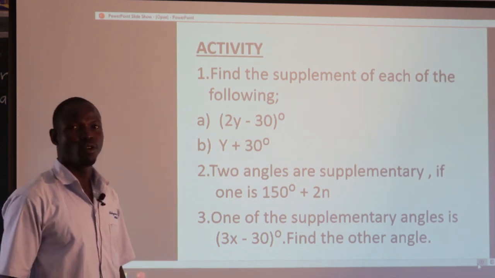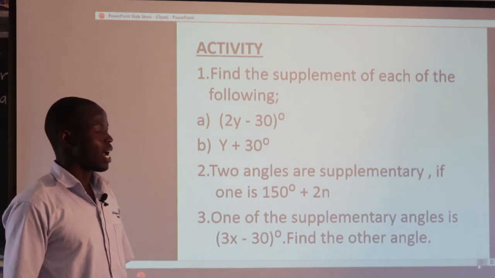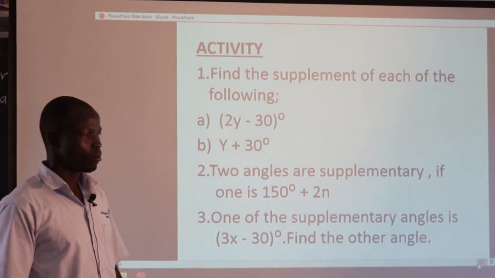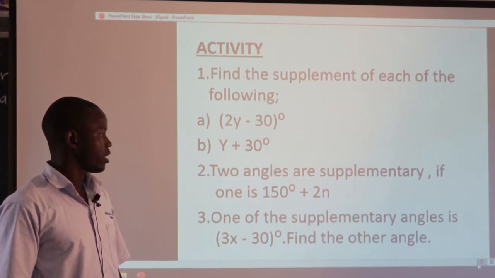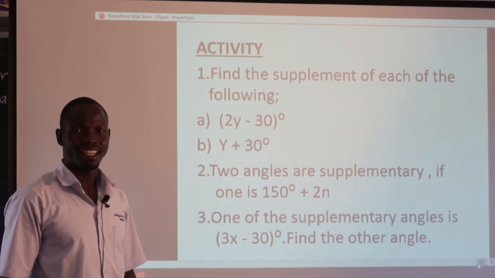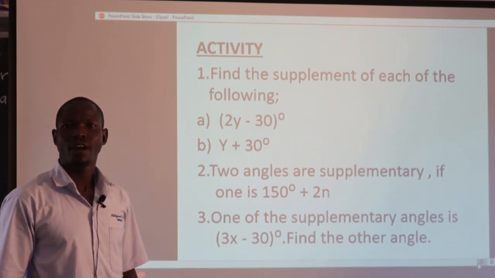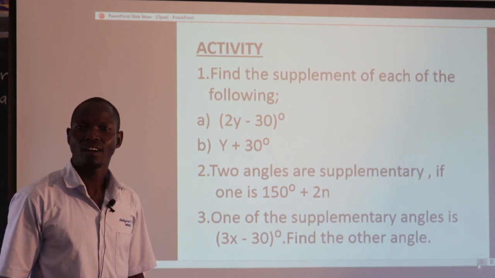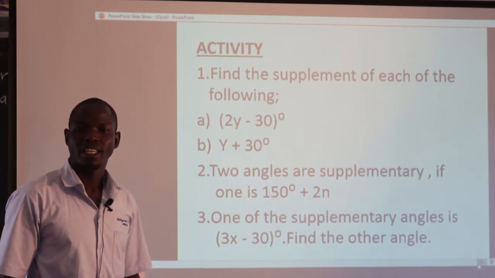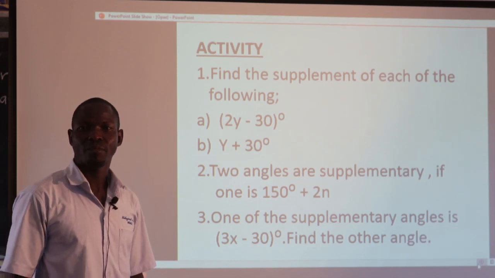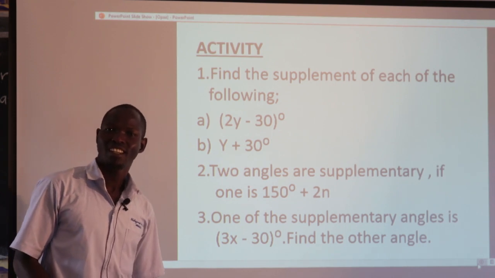Let's write number 2. It says together, as I read, you write, two angles are supplementary if one is 150 degrees plus 2n. Full stop. Put there full stop. Then say, find the other angle. That is the statement missing. Find the other angle. Thank you very much for correcting that question. You are very good, boys and girls.